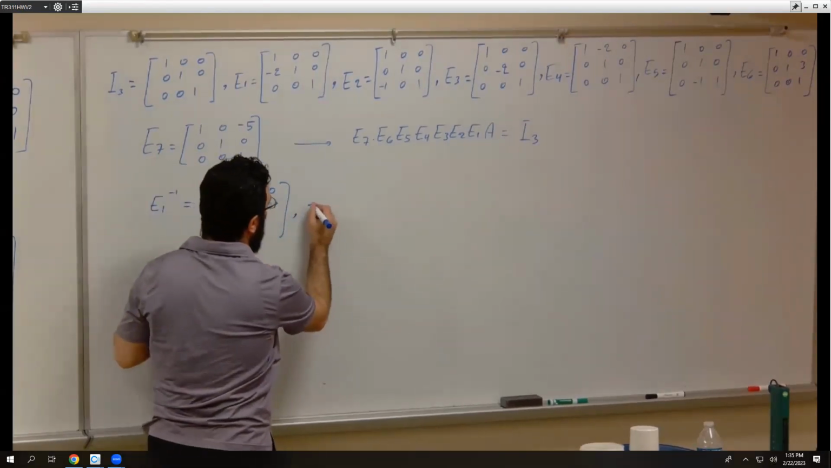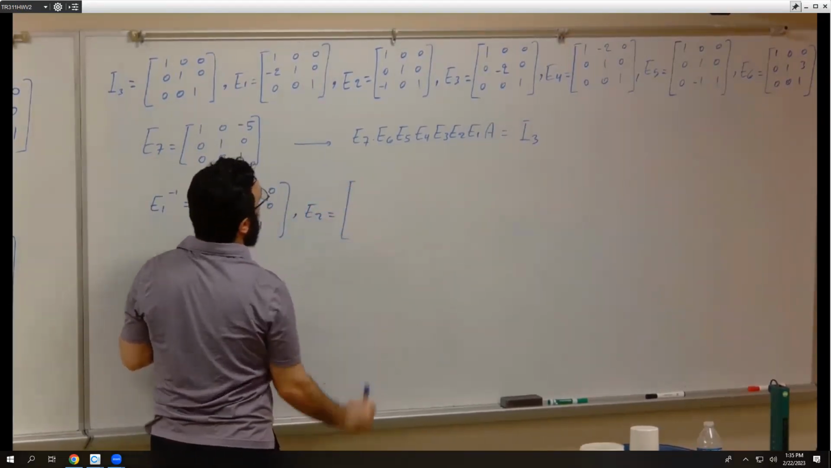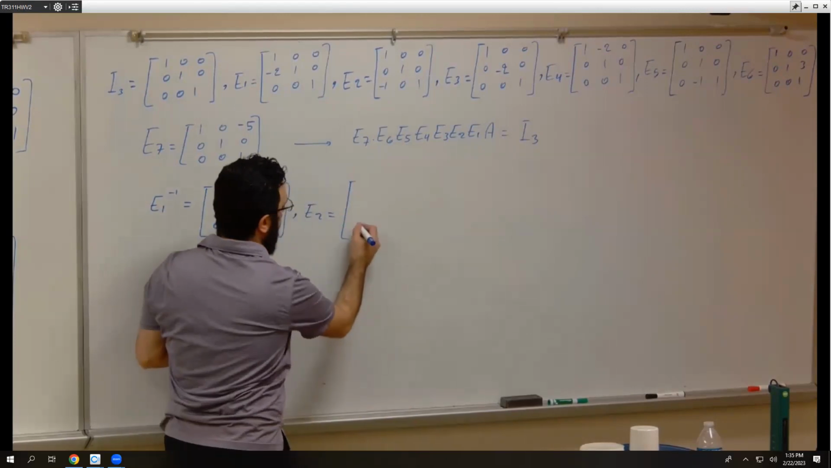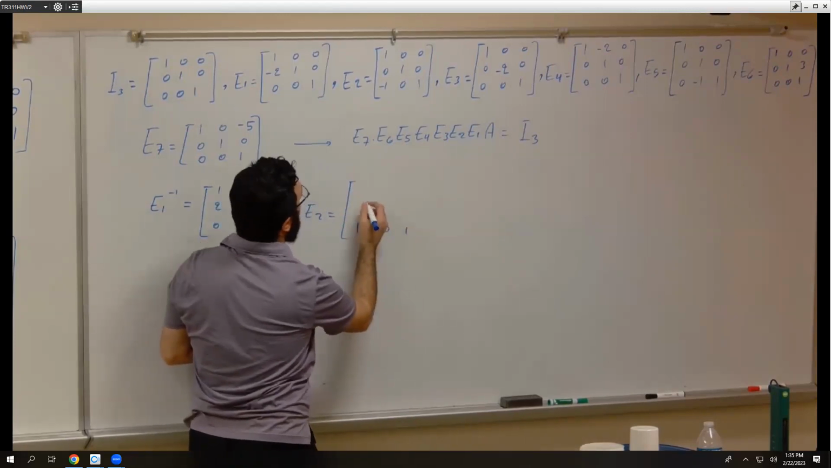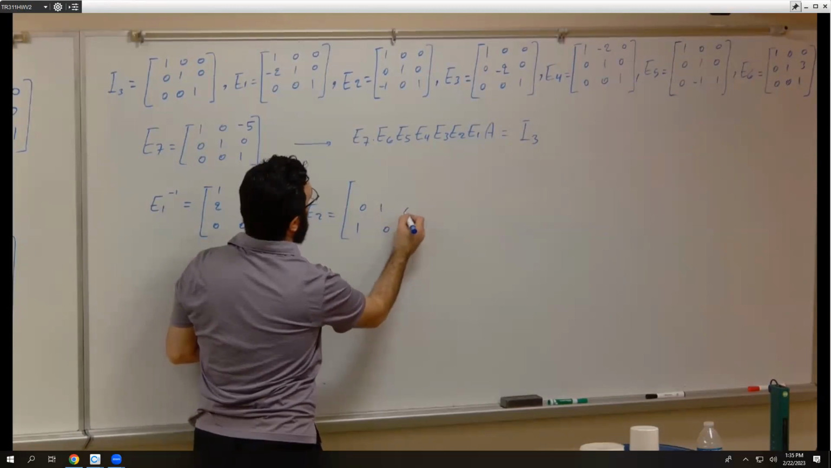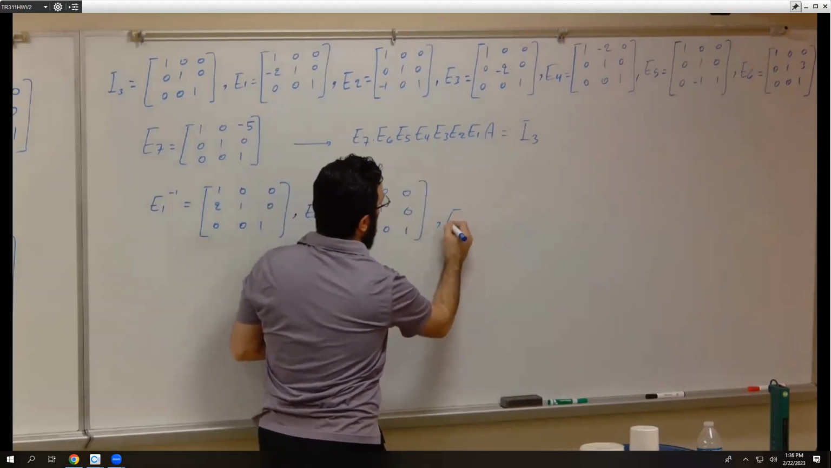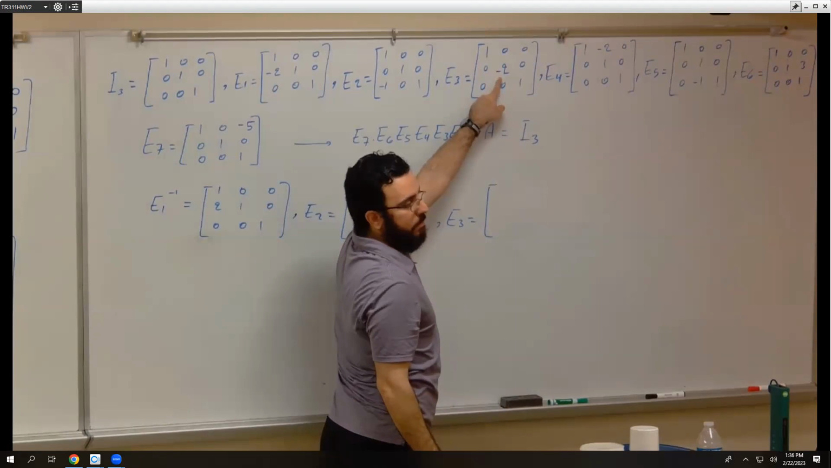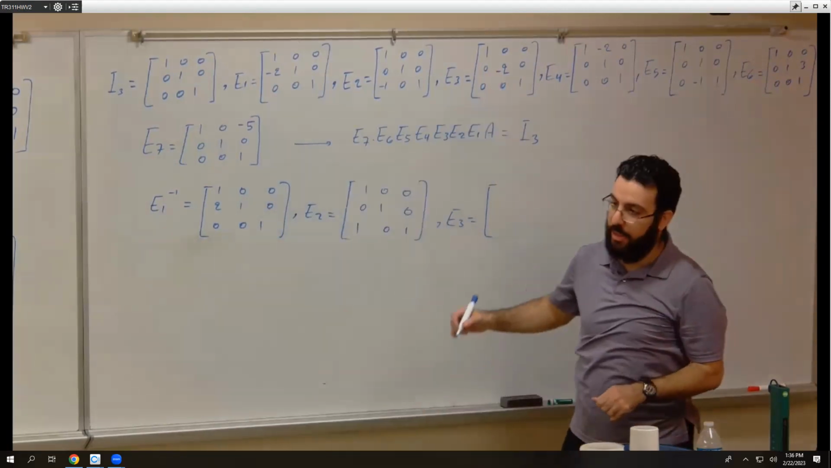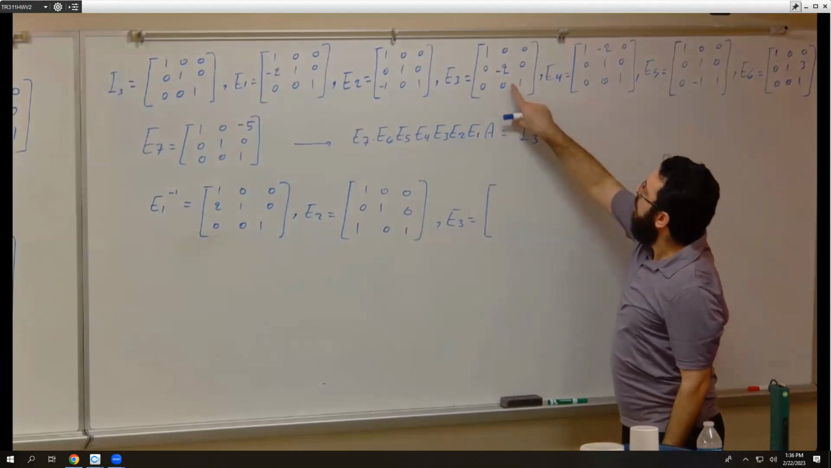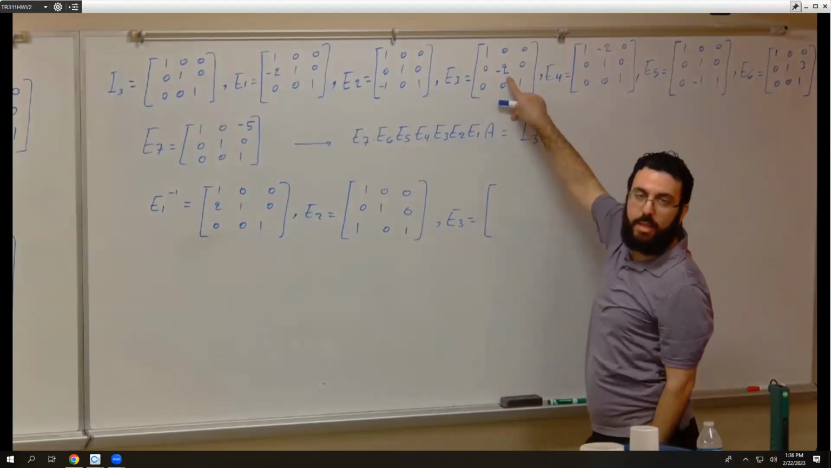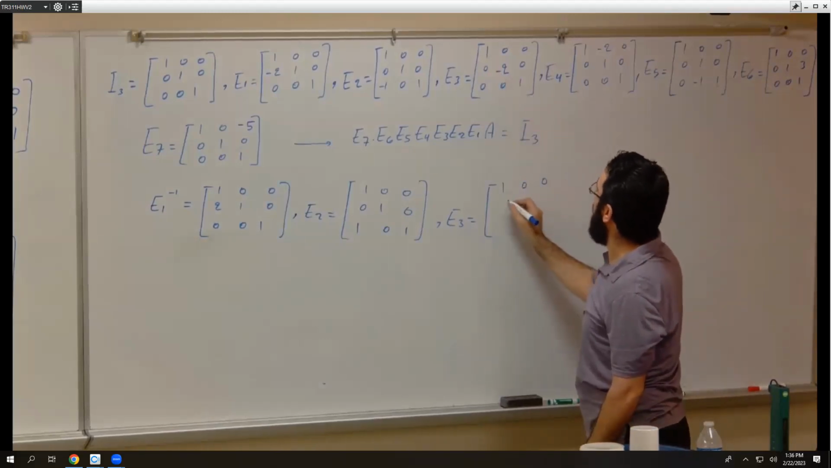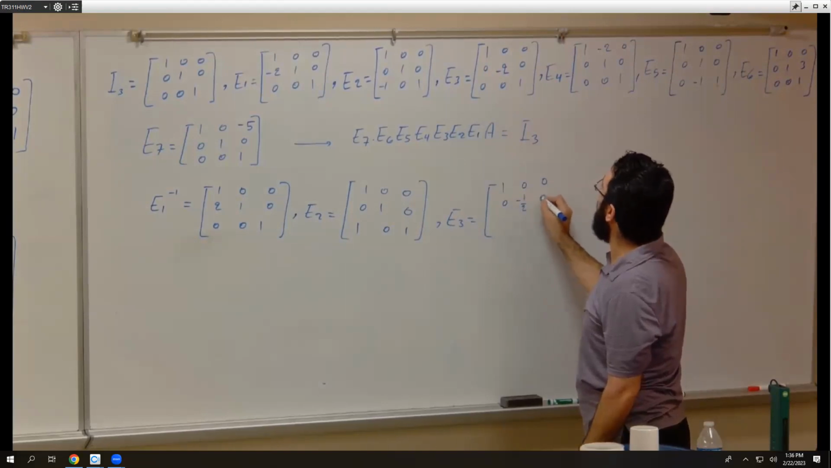So E2. Check the numbers. Here's the diagonal. So this one became 1. 0, 1, 0, 1, 0, 1, 0, 0. Now E3. Check E3, 1. Negative half. The reciprocal for this one is going to be negative half. That means 1, 0, 0, 0, negative 1 over 2, 0, and 0, 0, 1.